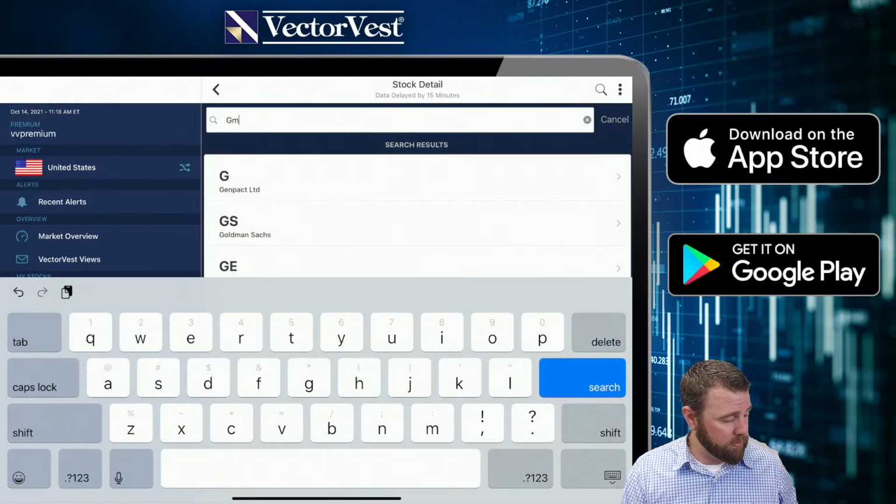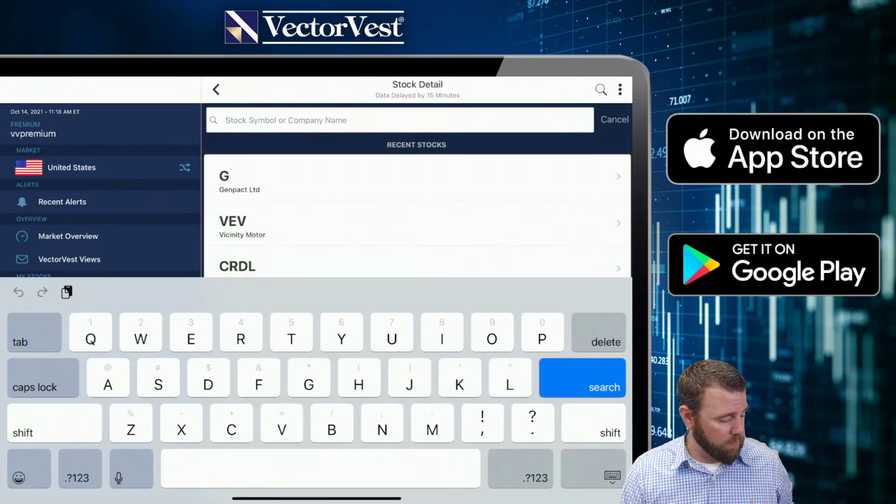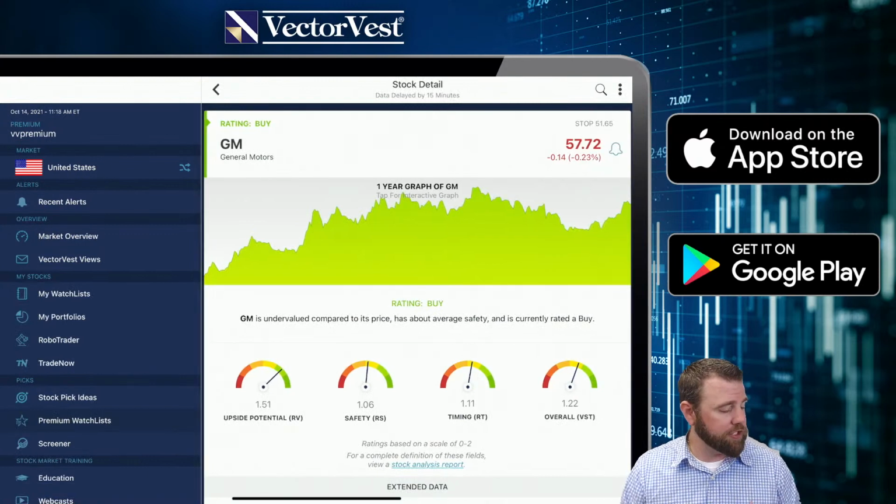GM. Let's try that one more time. There we go. GM, good long-term potential, less risk associated with it. You have a nice steady uptrend. Overall, stock's definitely favorable.